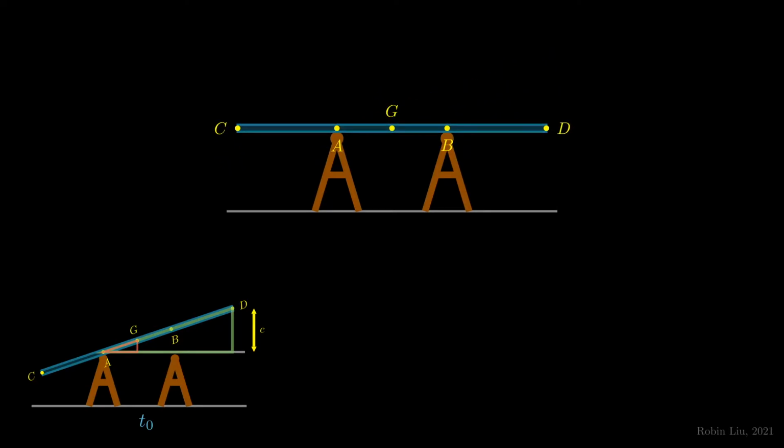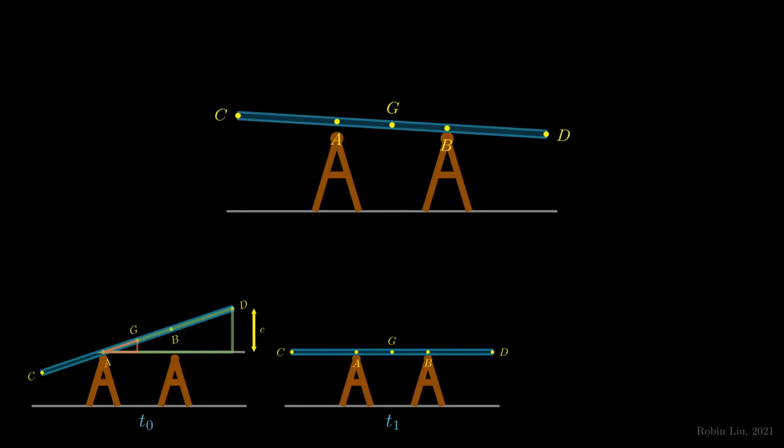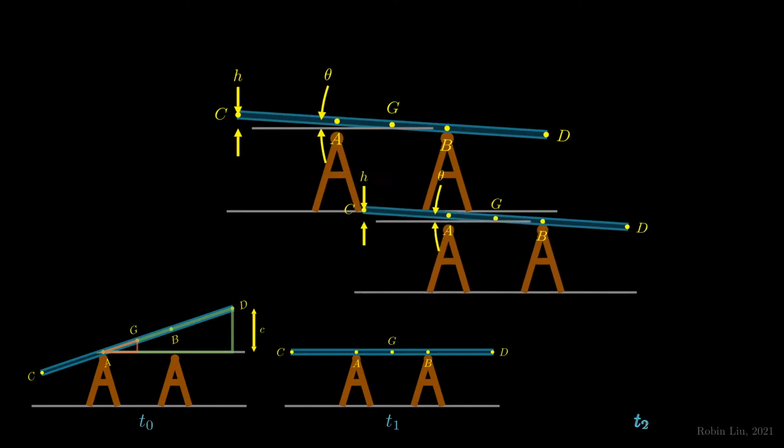Next, the beam falls to collide with the second post at point B. I'll call this time T1. Finally, the beam pivots on point B and point C is lifted. We need to find the maximum height of point C, which occurs at time T2.